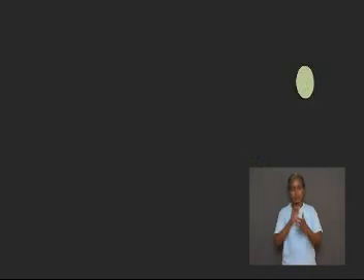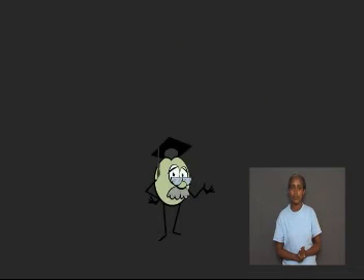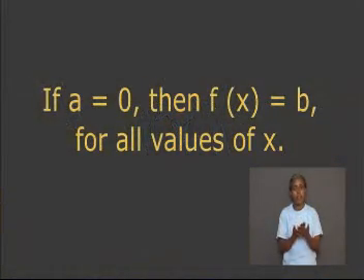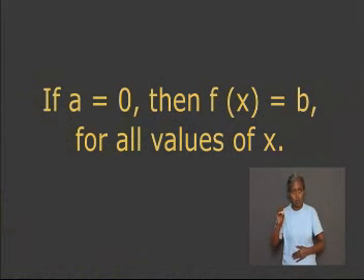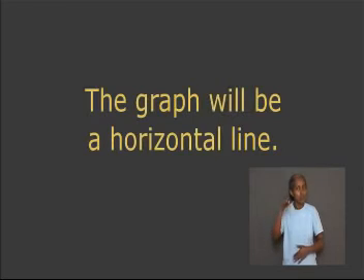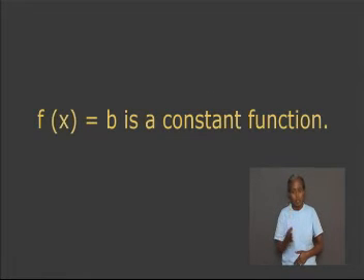Time's up. Let's get back to our lesson. Hello, everyone. If the coefficient is 0, then f(x) will always equal b, no matter what the value of x is. This means that the graph will be a horizontal line. f(x) = b is called a constant function.